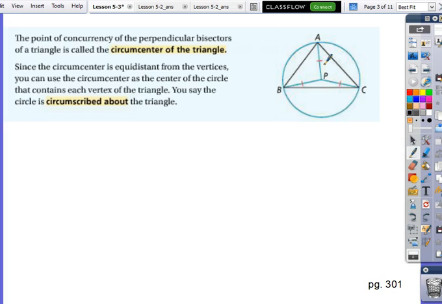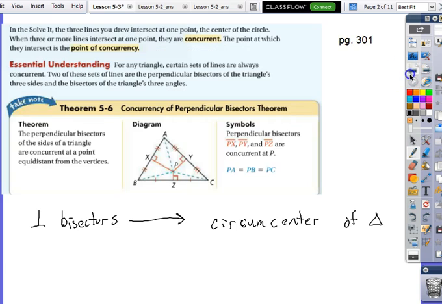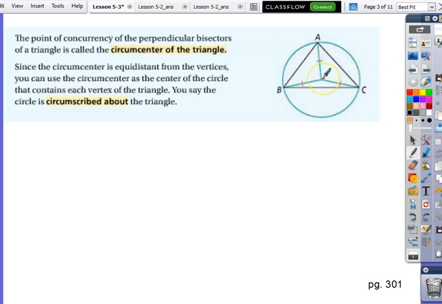Once again, there's a lot of vocabulary going on here. So we've got points of concurrency. Perpendicular bisectors will all cross at the same point of concurrency. And those perpendicular bisectors form the circumcenter. So perpendicular bisectors form the circumcenter. The circumcenter is basically the center of the polygon. Or if you drew a circle at the circumcenter, then that circle would touch all of the vertices of the triangle. It would be circumscribed about the polygon, the triangle.